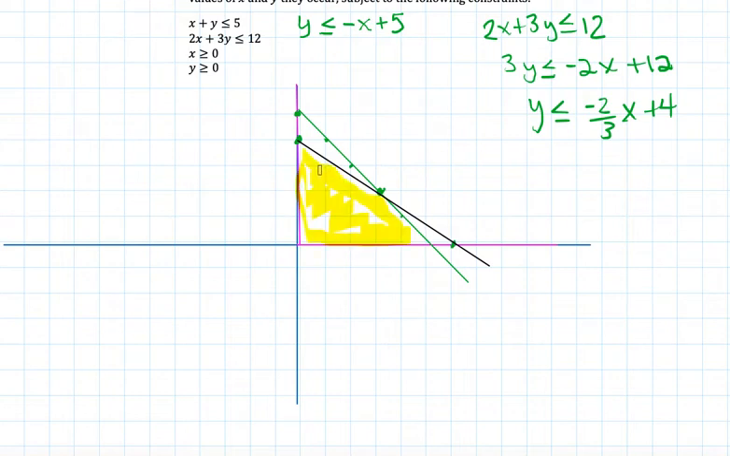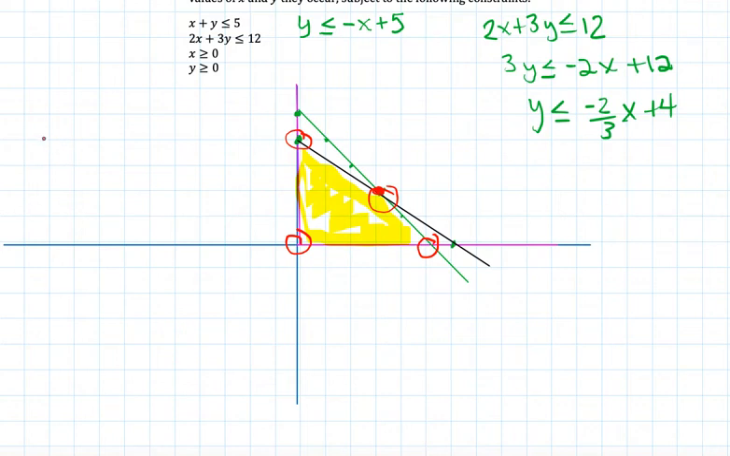But what we care about are the vertices, and you can see here we have one vertex here of this region in yellow, one here, and one right in here. I'll have to check and see. Oh, I think it was this point right here. Okay, so you need to pick out those points.